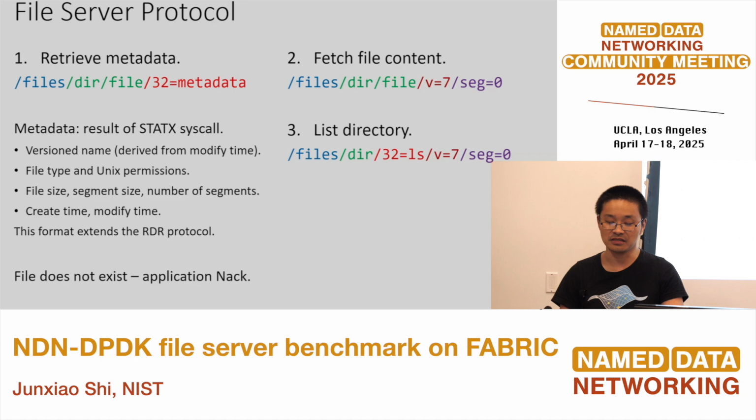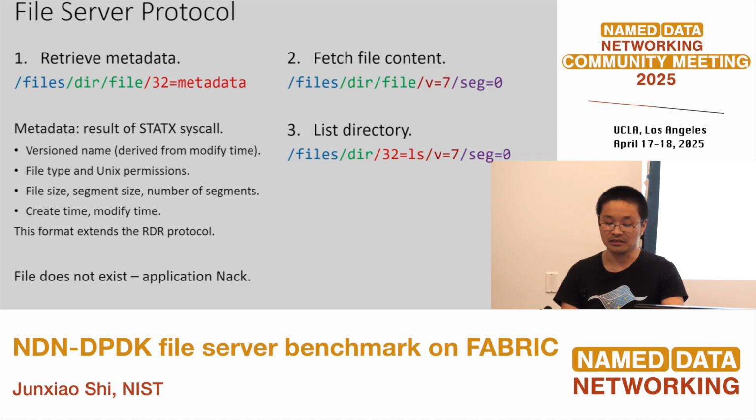It includes the version, the NDN name that you can use later, where the version is derived from the modification timestamp. It also includes the file type, Unix permissions, file size, segment size, number of segments, and all the timestamps that the Unix file system can provide. This format is also compatible with the RDR protocol. In case the file does not exist, when you try to retrieve non-existent file metadata, the file server will give you an application NACK packet.